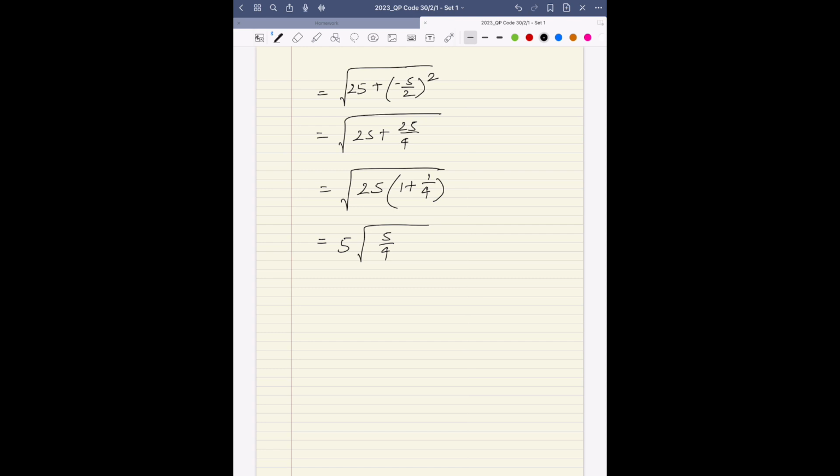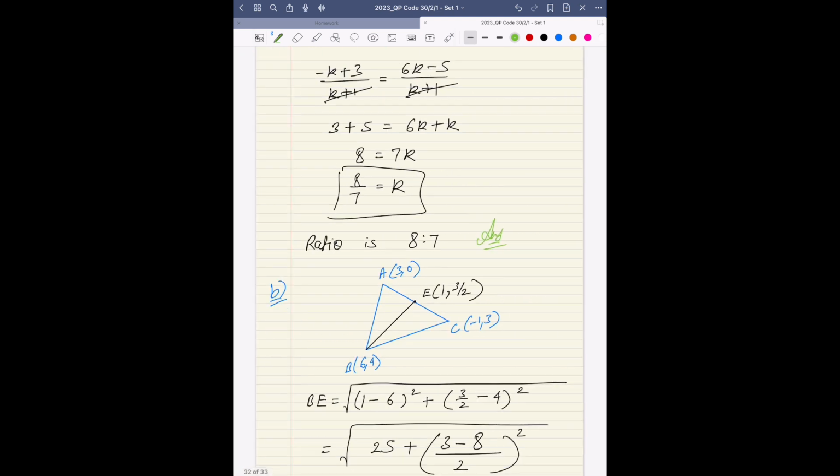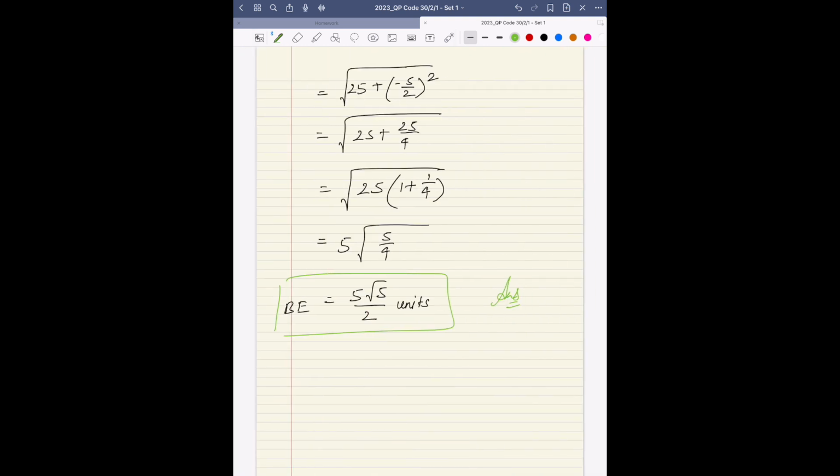And if you see here, 4 is also a perfect square, so you get 5 under root 5 divided by 2 units. This is the length of the median. Okay, this is the answer, right? I hope the calculation is correct. As I said, I've checked it twice, so if it's not right, please let me know in the comment section.